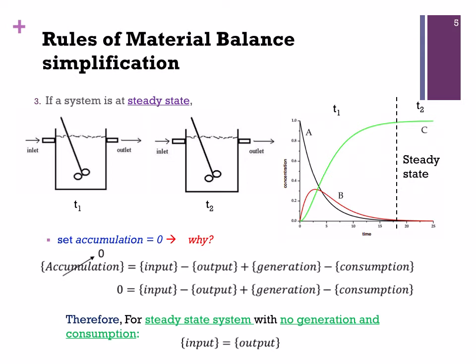If further on you have a steady state system and the system is a non-reactive system, so they have these two, therefore the accumulation term must become 0. The generation and consumption terms will also become 0. Therefore, the final equation is just input equals output.